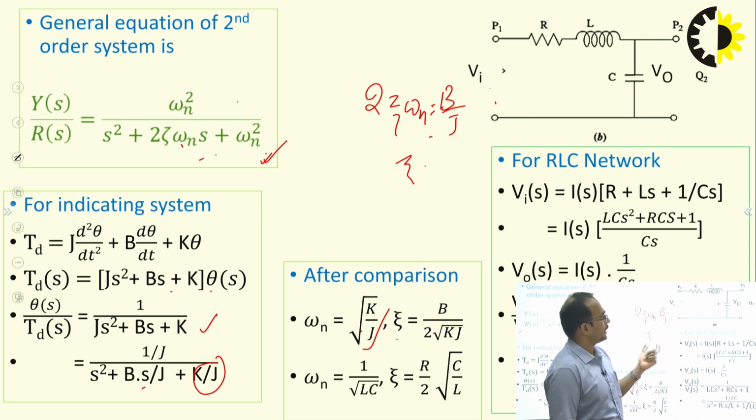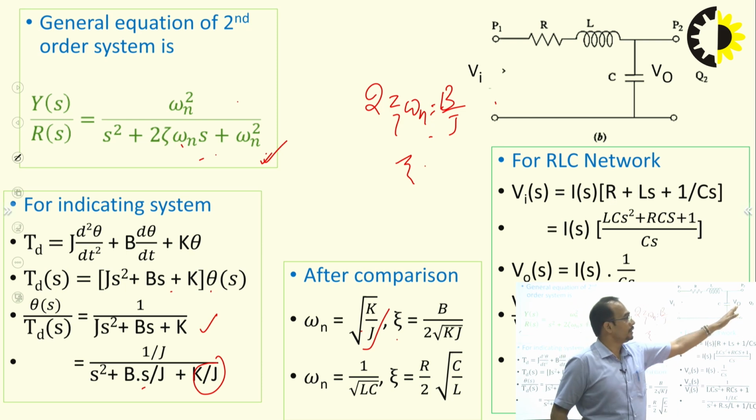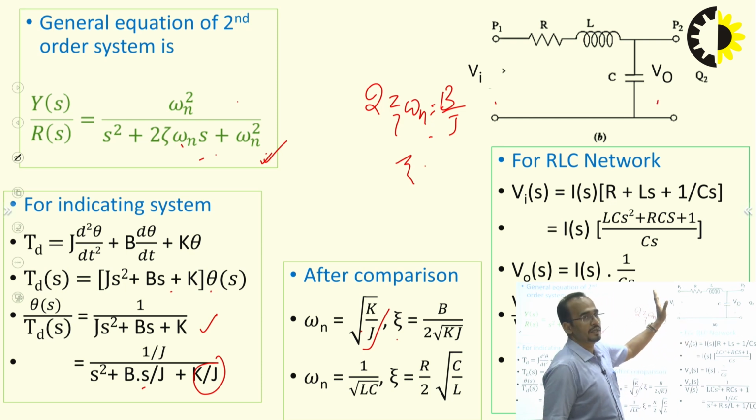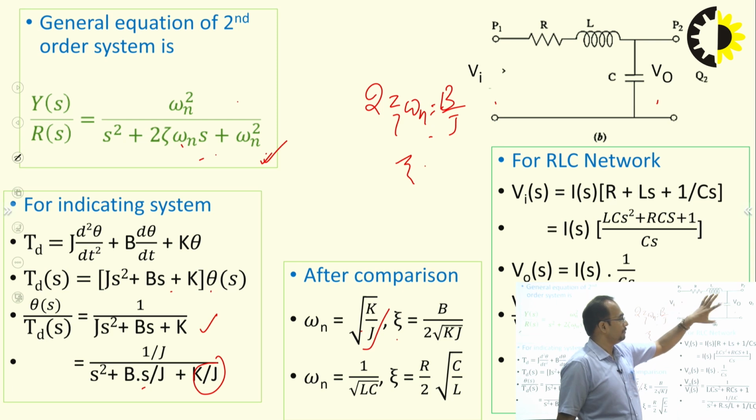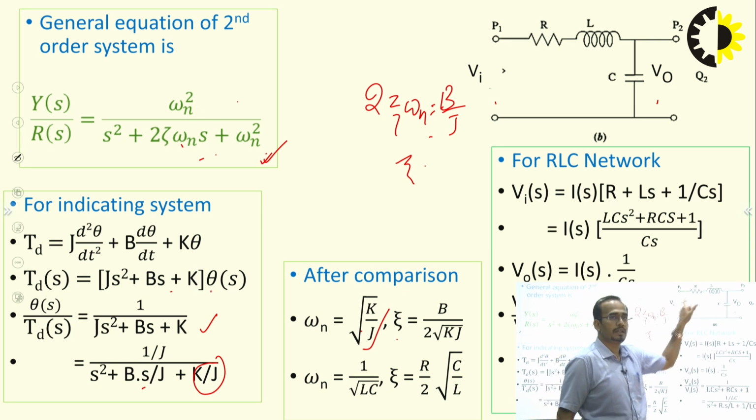So what will I do? I have to find the transfer function V naught upon Vi. The output is V naught, the input is Vi. So we will find the value of V naught upon Vi. For finding it, we will apply KVL in this loop.